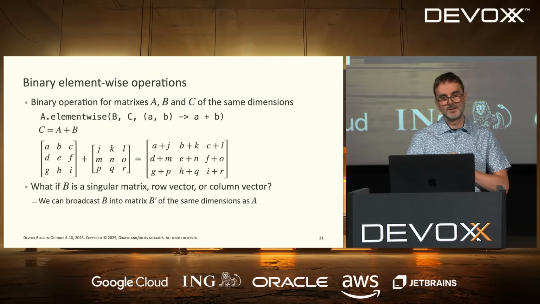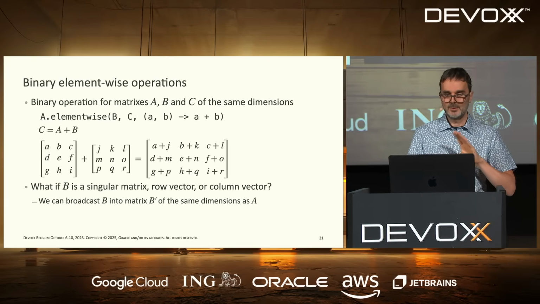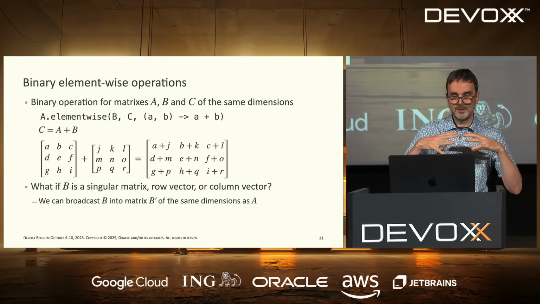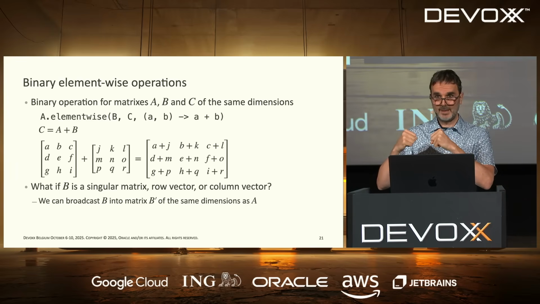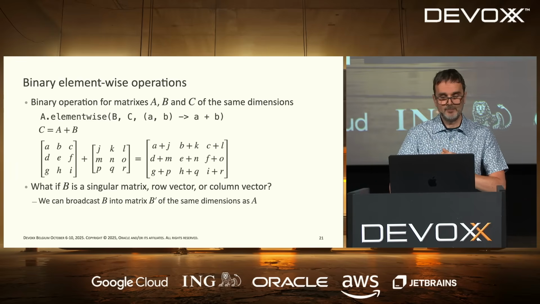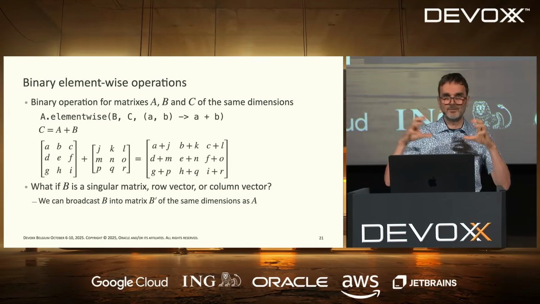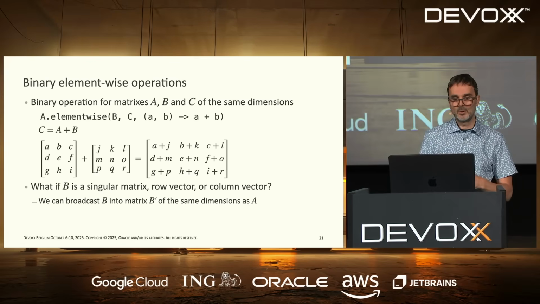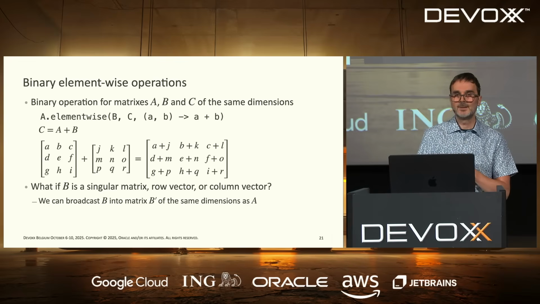So thinking about this more generally, we have binary operations for matrices A, B, C of the same dimensions. We can do element-wise operations, and we can add them together. So this is what's going on underneath the covers. We've got 2 matrices A and B, and we can add them together element-wise, like so. But what if B is a scalar, a row matrix, or a column vector instead? What if they don't have the same shape? Well, we can do broadcasting. We can broadcast B into B prime that has the same dimensions as A.